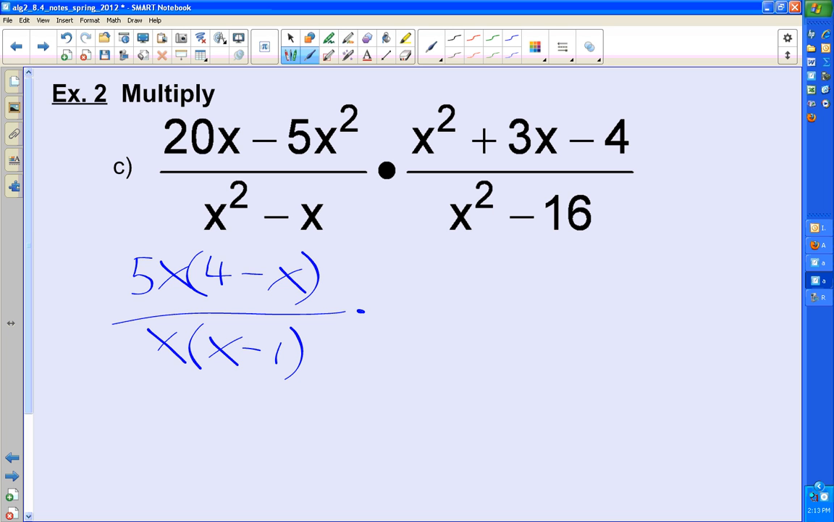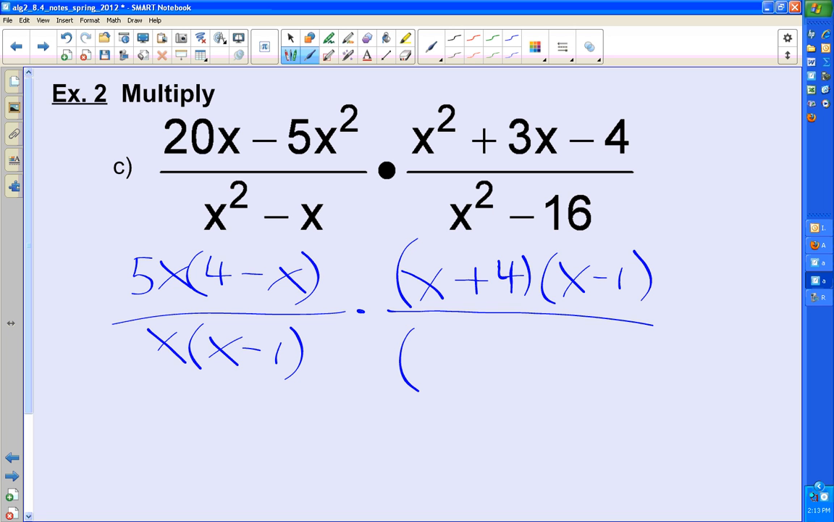Brian, top right. X plus 4, x minus 1. Kaylee, bottom right. X plus 4. Girl, difference of two squares there.